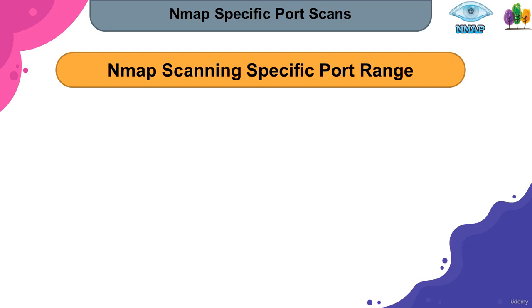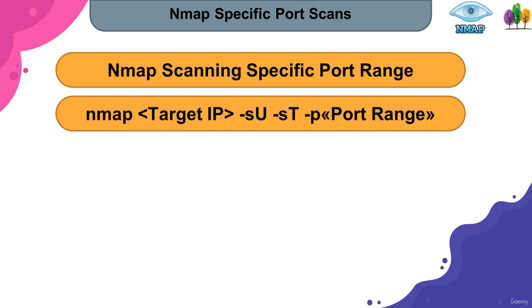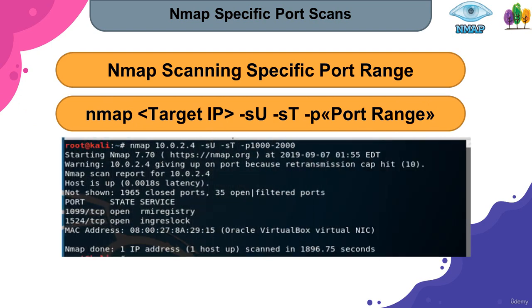Now both TCP and UDP scanning, of course, can be performed at the same time. When you want to do that, you just put this on the command line: nmap -sT -sU -p1000-2000, and press Enter. And there you have the scan results of the TCP and UDP ports between 1000 and 2000.